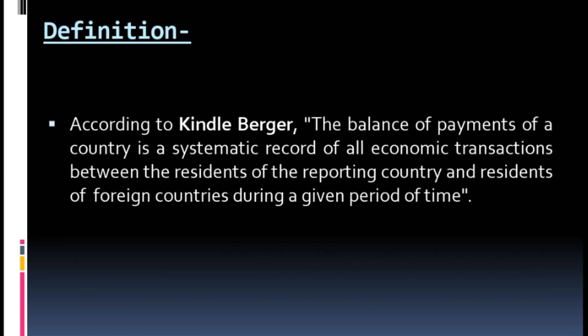Let's see a definition given by Kindleberger regarding balance of payment. Balance of payment of a country is a systematic record of all the economic transactions between the residents of a country and residents of foreign countries during a given period of time. This given period of time usually means a year. So during a financial year, what is the total quantity of financial transactions between the residents of a country and the rest of the world?